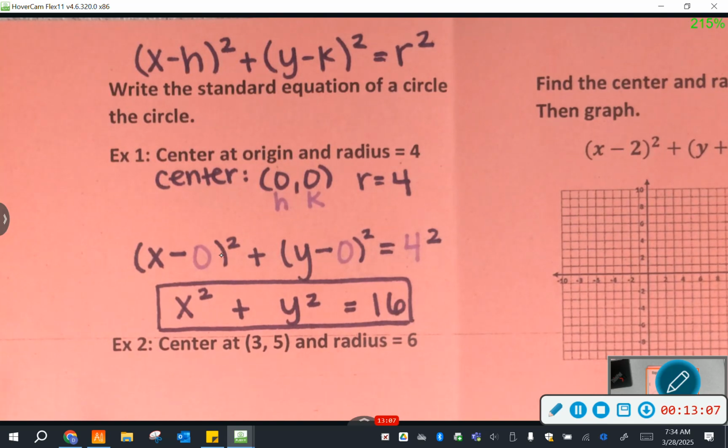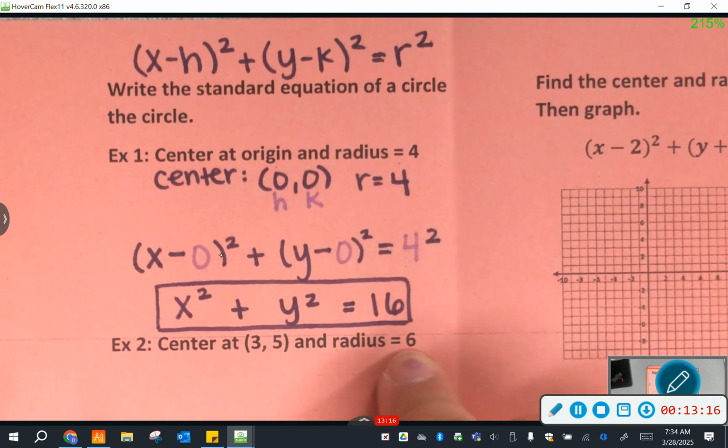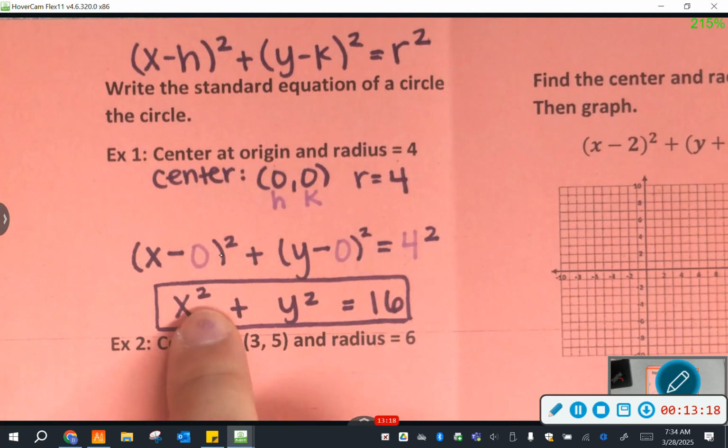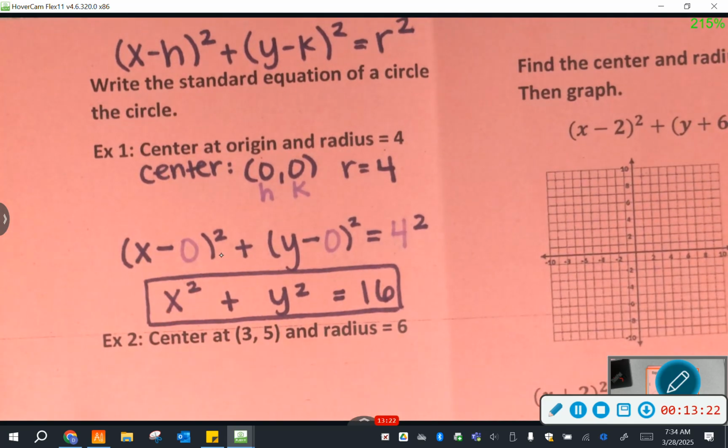What questions can I answer so far? What mistakes do people make? People forget to square the 4. They just put 4 down here. People also forget to write squared right here and right here. Okay? Don't make those mistakes.